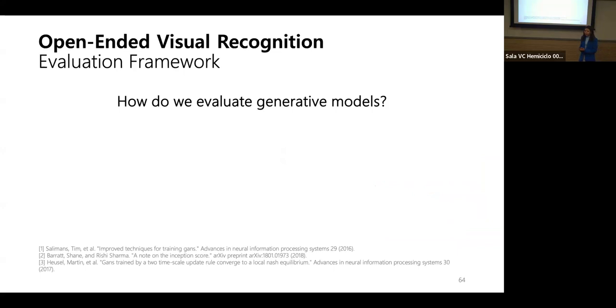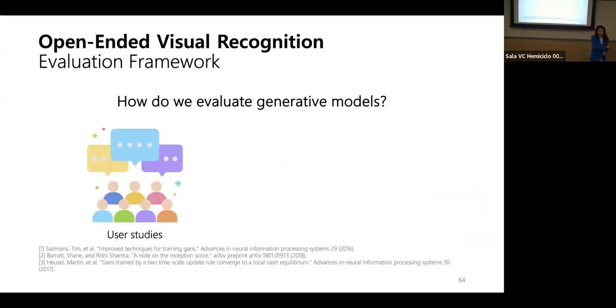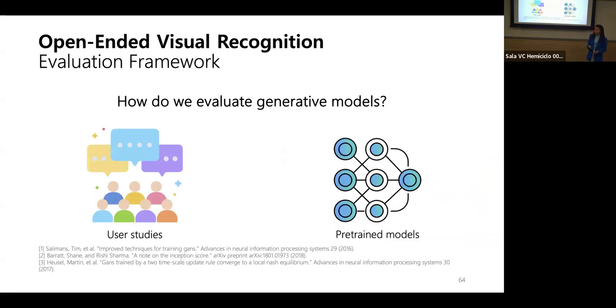So for the evaluation framework, we have to consider that we now have a generative output. So how do we evaluate generative models? Historically, models have been evaluated using user studies, but this can be pretty costly and also subjective. Other approaches like FID and Inception Score propose to use pre-trained models. However, these models fail to generalize or adapt to novel data distributions.